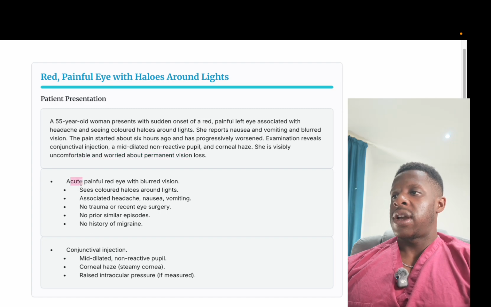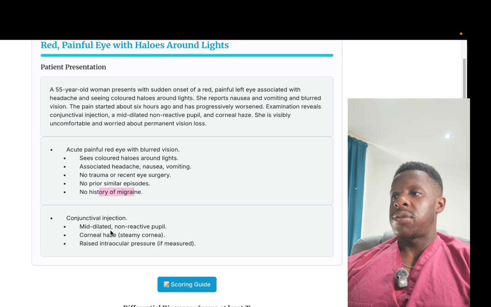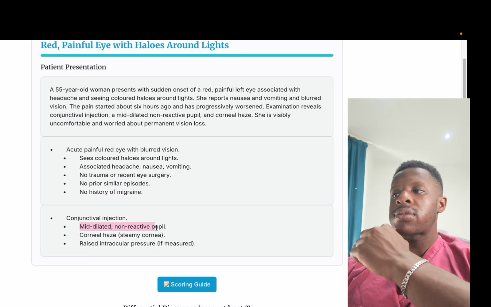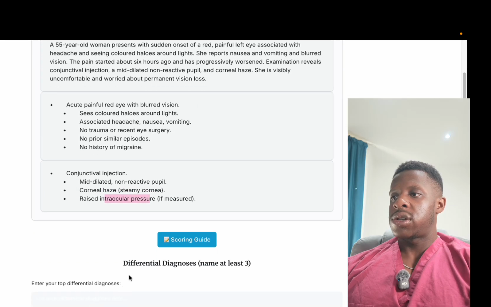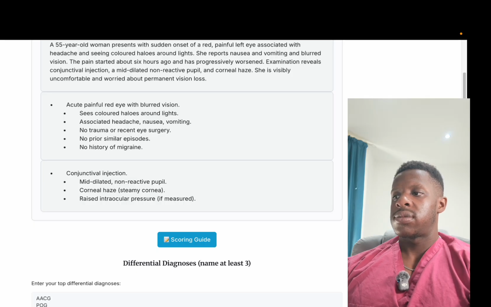So we have acute painful red eye with blurred vision, sees colored halos around lights, associated headache, nausea, and vomiting. No trauma or eye surgery. No prior similar episodes. No history of migraine. Conjunctival injection, mid-dilated non-reactive pupil, corneal haze, raised intraocular pressure. So obviously the first one, acute angle closure glaucoma. Second one, primary open angle glaucoma.